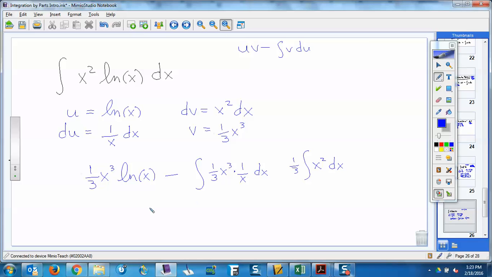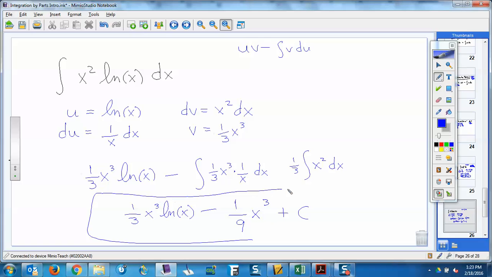So for my final answer, you don't want to forget this stuff over here to the left. Sometimes you get caught up in this integral and you forget about it. Minus, and what will we have? We'll raise that up to a 3, divide by 3, so we'll have another 1/3. So that's 1/9, not 1/6, but 1/9 x to the 3rd, and then you can stick your plus c on at the end.